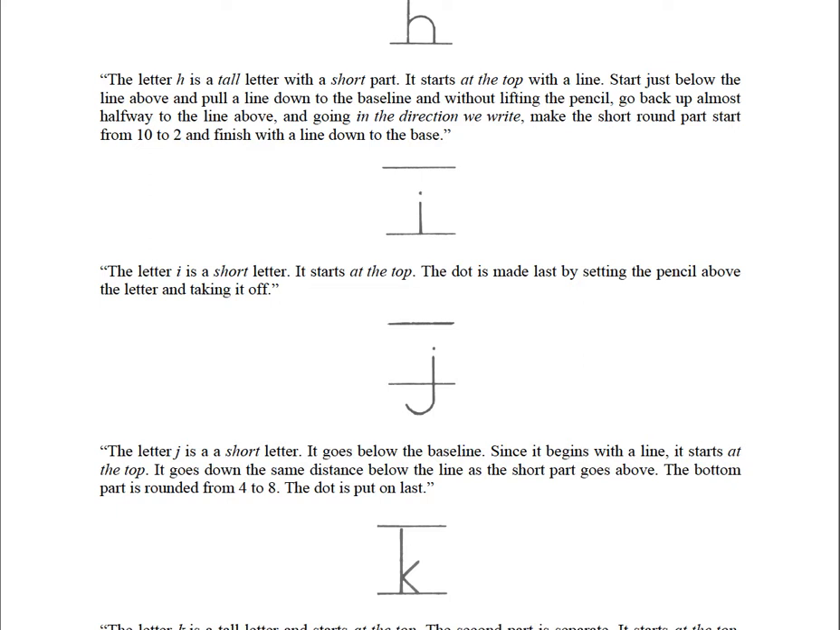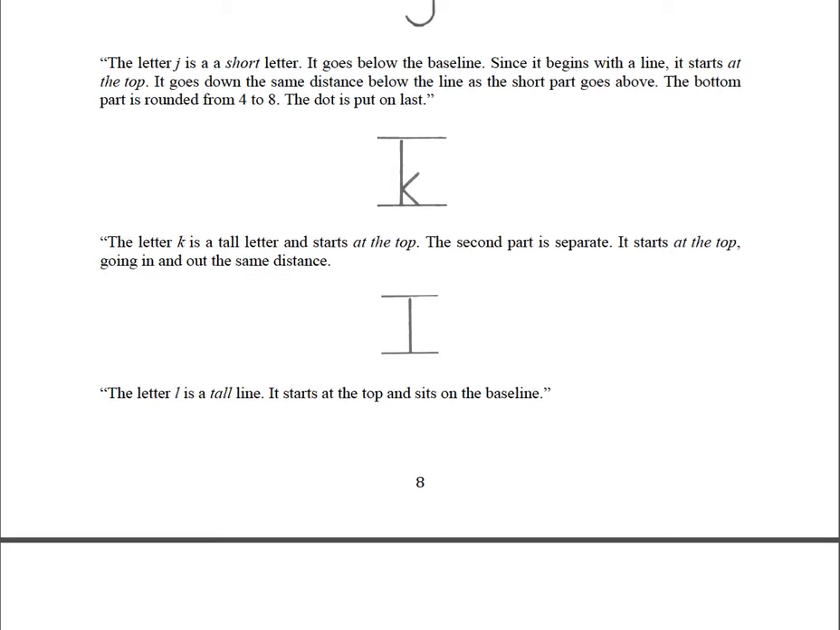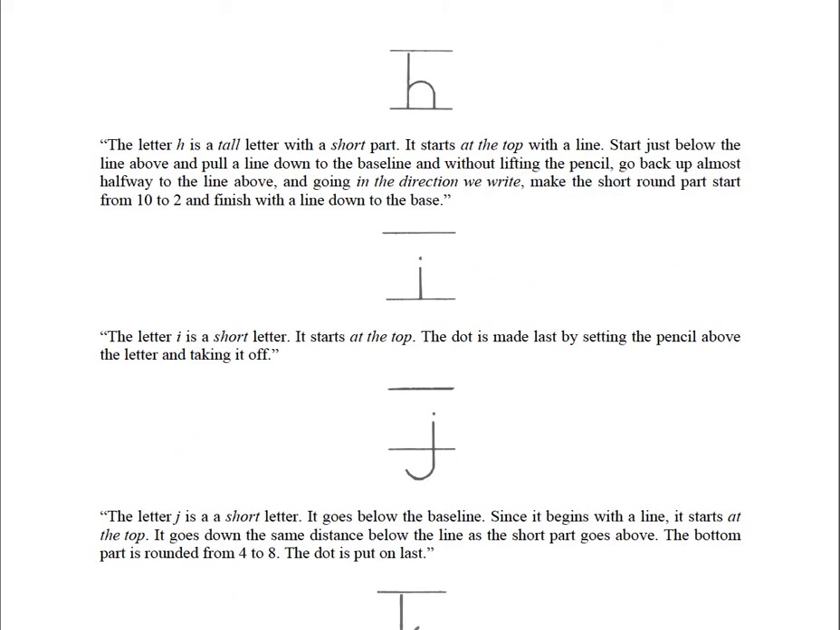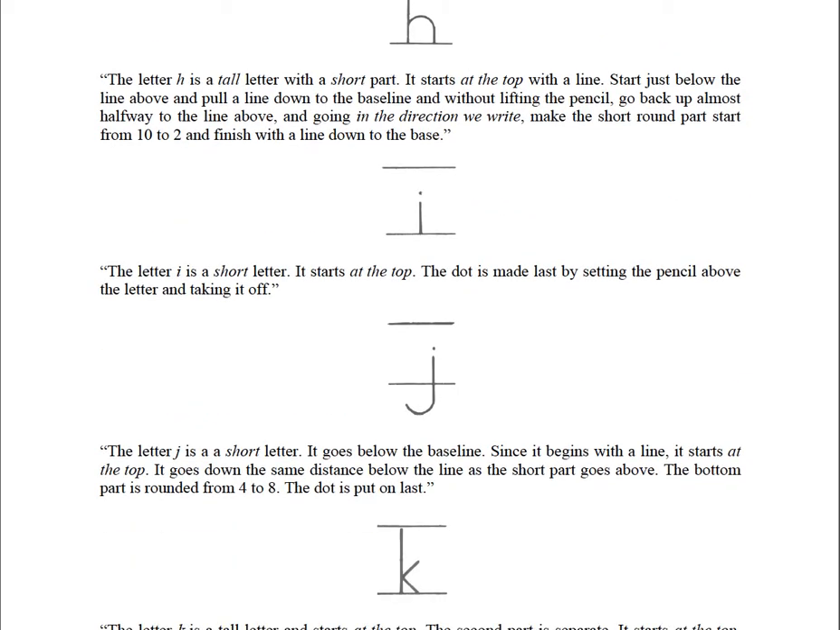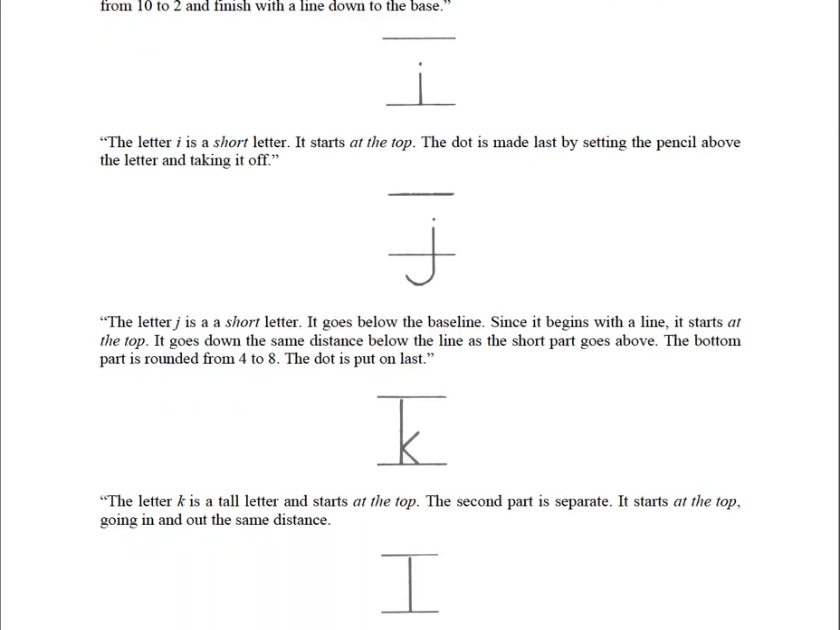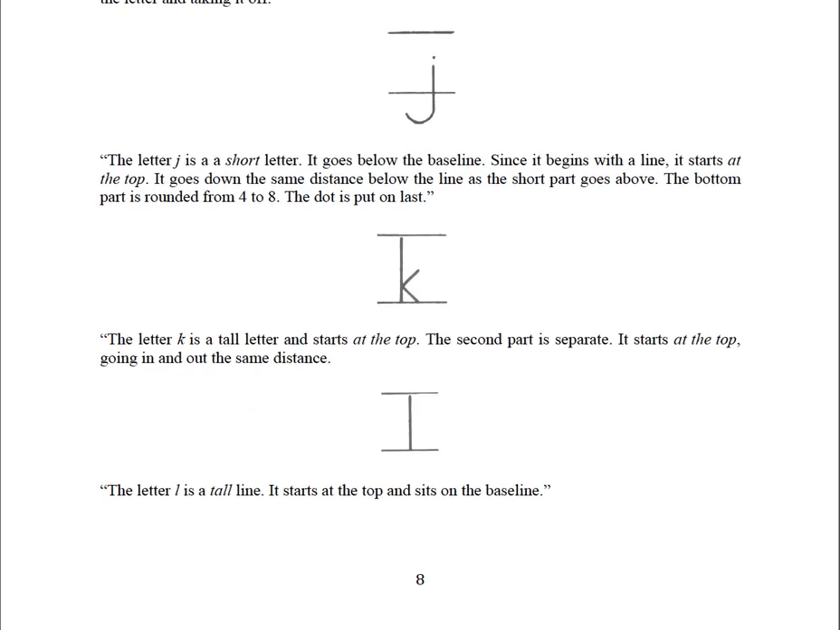The letter I is a short letter. It starts at the top. The dot is, sorry about that. The letter K, no, wait a minute. J. Here we go. J is a short letter. It goes below the baseline. Since it begins with a line, it starts at the top. It goes down the same distance below as the short part goes above. The bottom part is rounded from 4 o'clock, you can see, over to 8 o'clock, and you put the dot on last. And again, I've had a lot of kids draw the dot and then draw the letter. More evidence that they weren't taught.